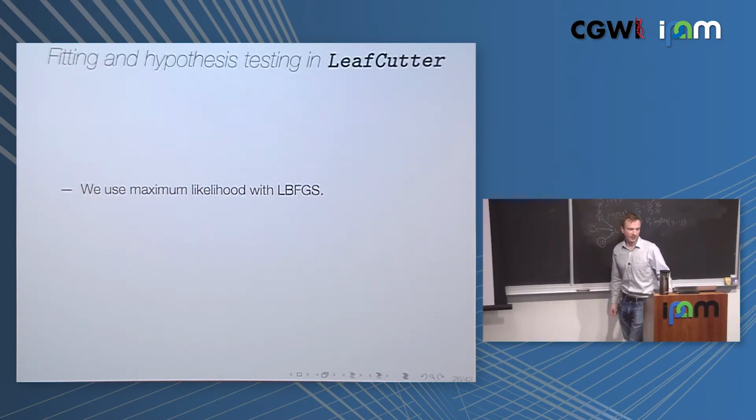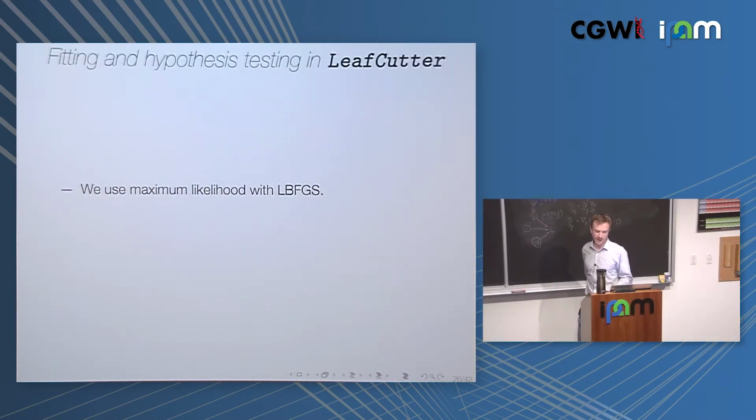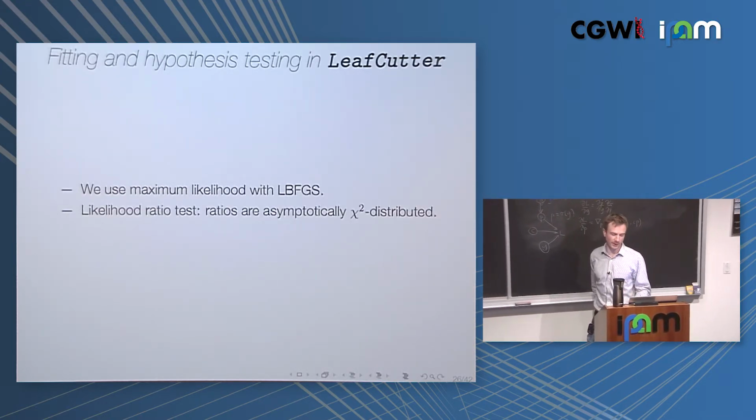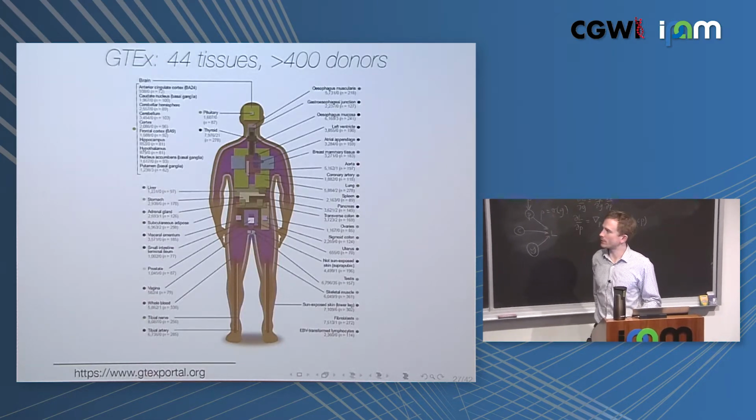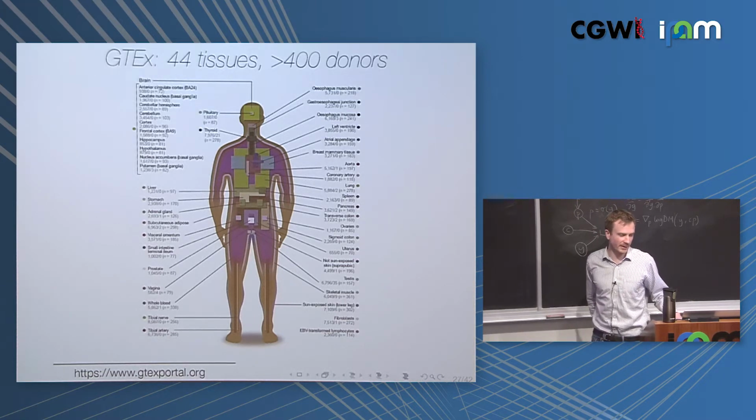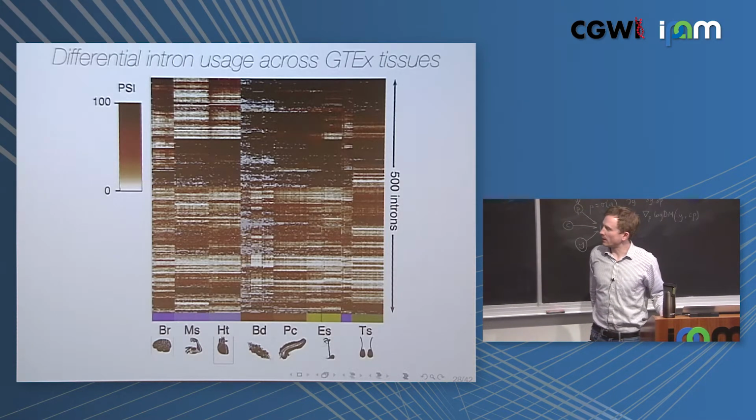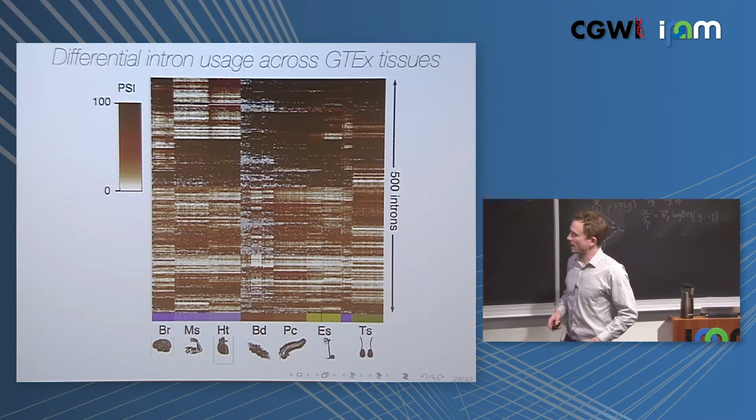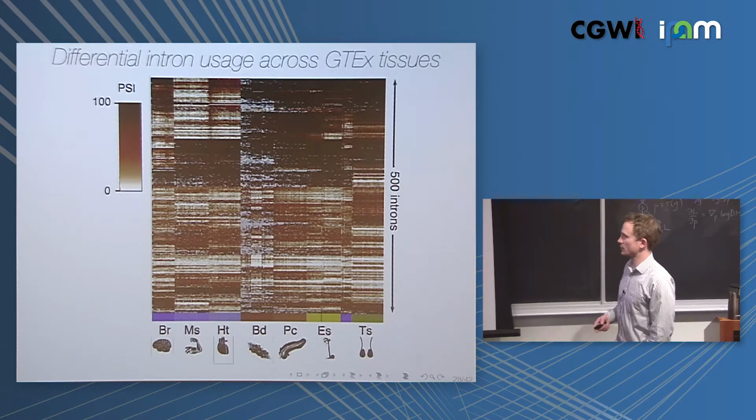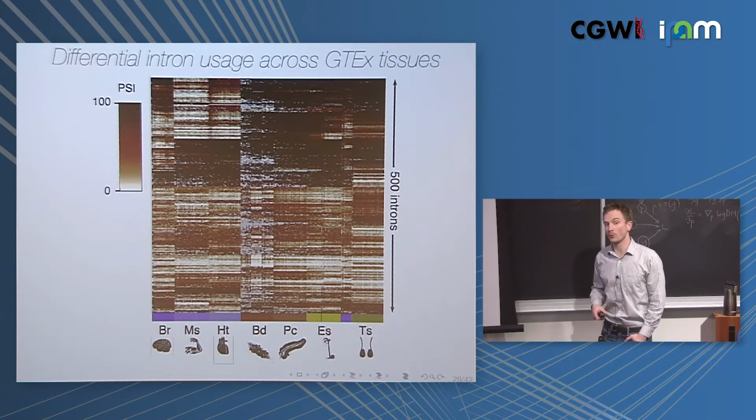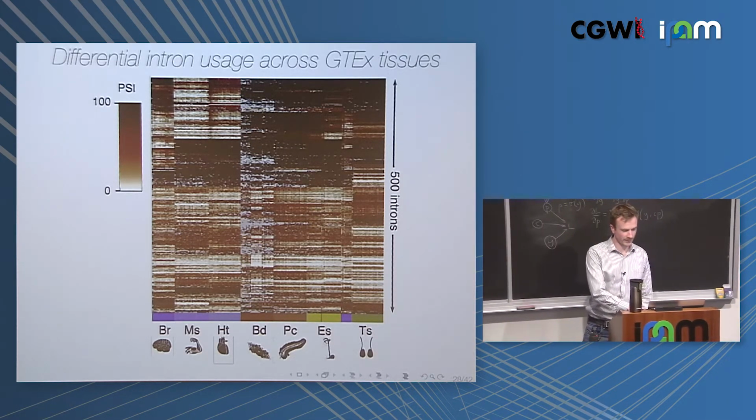Okay. For leafcutter itself, we use LBFGS and use likelihood ratio tests to compare whether a specific covariate should be included in the model or not. One thing we've used this for is looking at differential splicing between tissues in GTEx. And we find thousands of differentially spliced introns between tissues. And if you focus on the most differentially spliced introns, then you see a pretty clear clustering of samples by tissue type, which you don't see if you just do all introns.